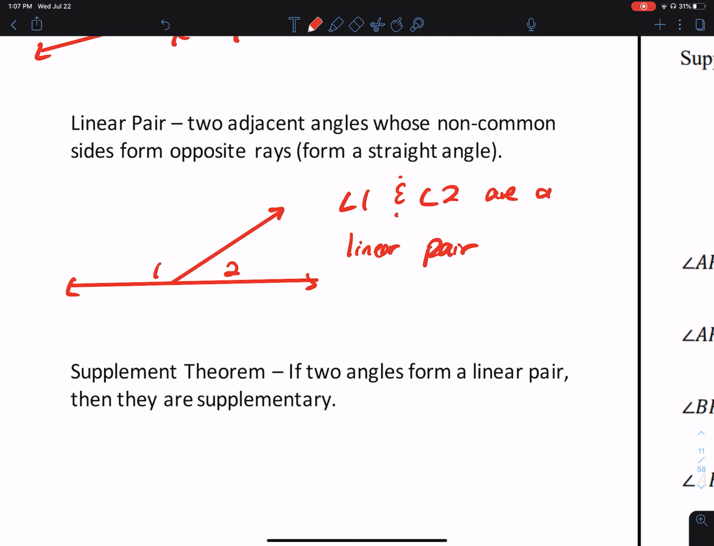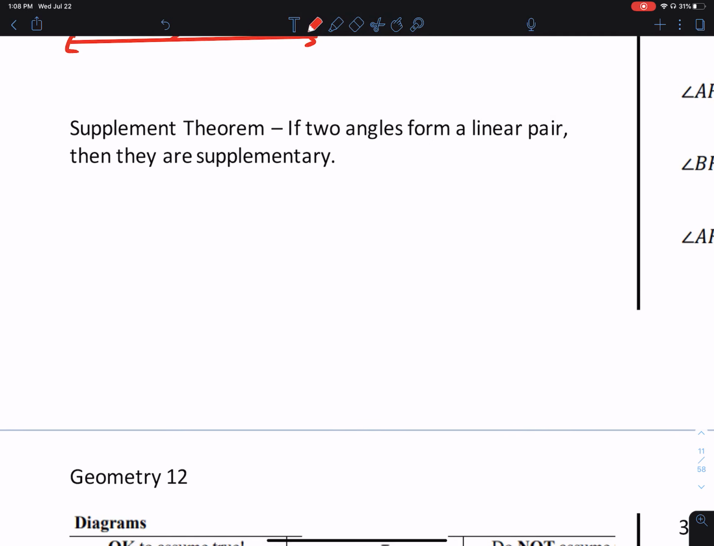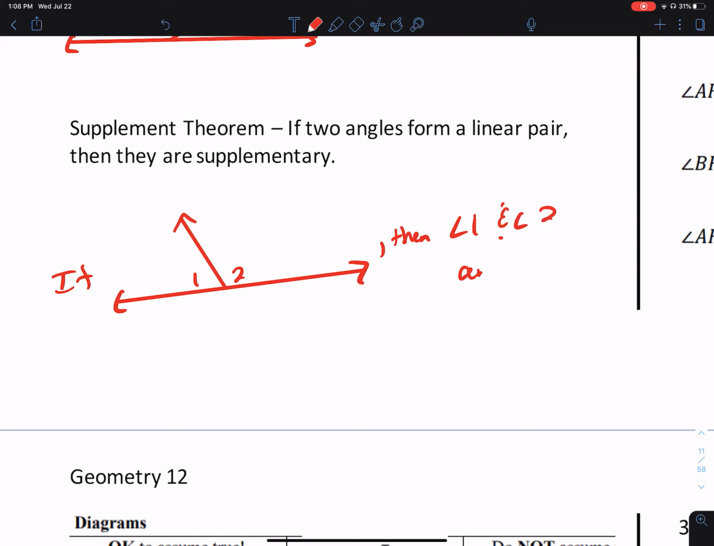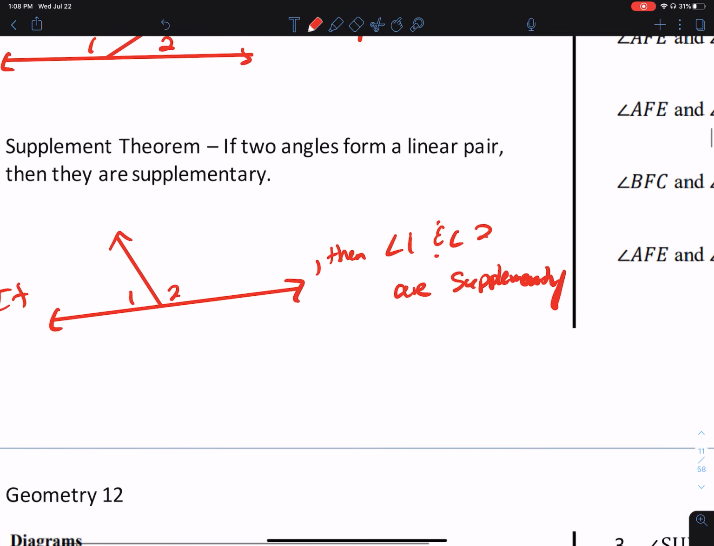The supplement theorem is based upon linear pairs. If two angles form a linear pair, then they are supplementary. So if we have these two angles, angles 1 and 2, the picture clearly shows they form a linear pair because this is a line. Then the conclusion that we can draw is that angle 1 and angle 2 are supplementary. What conclusion can we draw from saying they're supplementary? We can say the measure of angle 1 plus the measure of angle 2 is 180.